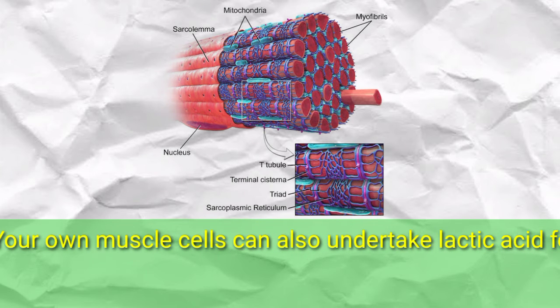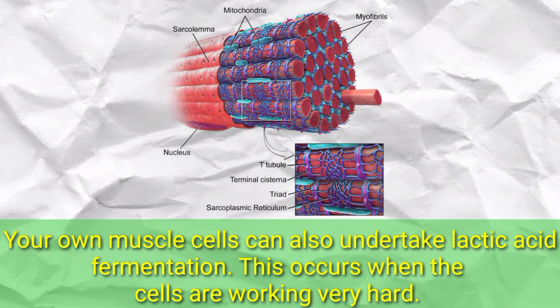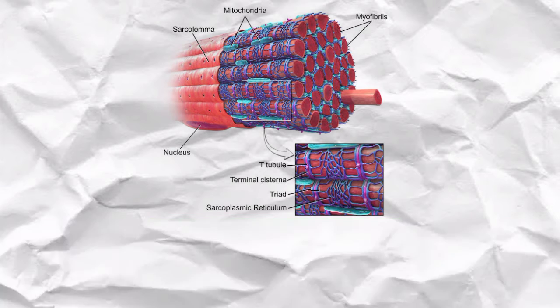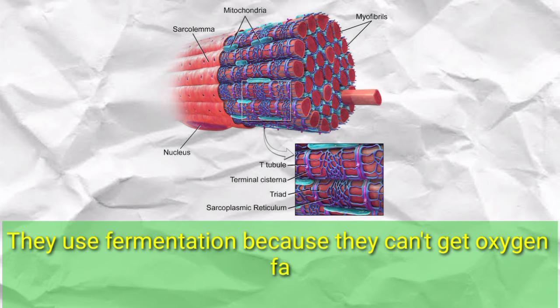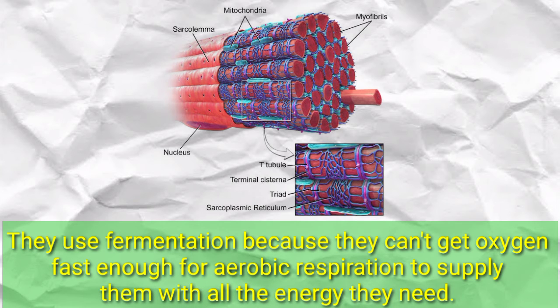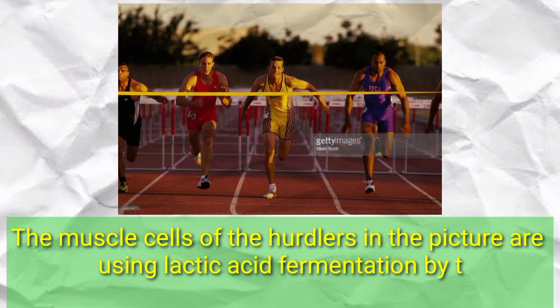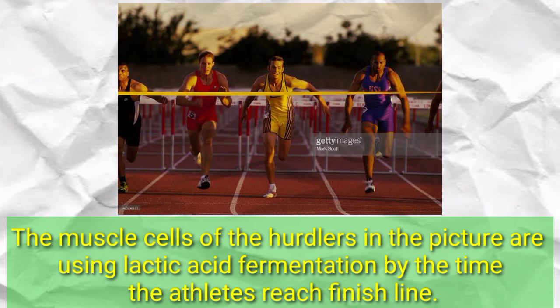Your own muscle cells can also undertake lactic acid fermentation. This occurs when the cells are working very hard. They use fermentation because they can't get oxygen fast enough for aerobic respiration to supply them with all the energy they need. The muscle cells of the hurdlers in the pictures are using lactic acid fermentation by the time the athletes reach the finish line.